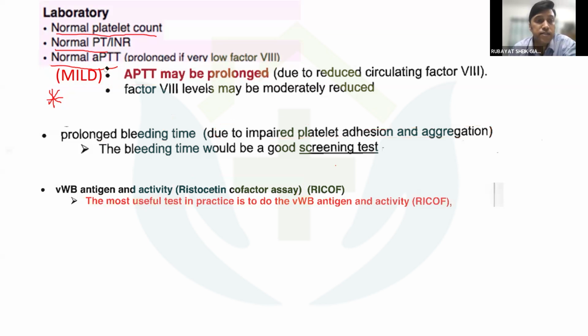Ristocetin is an antibiotic which is used in this test, and when it is mixed with the blood of von Willebrand disease, the platelets fail to aggregate. So just remember the name ristocetin cofactor assay. This is confirmatory for von Willebrand disease.